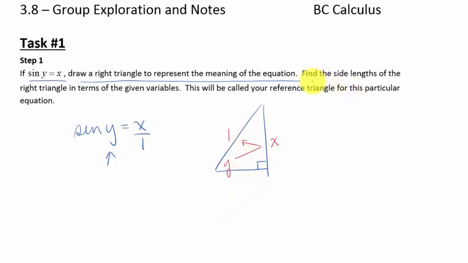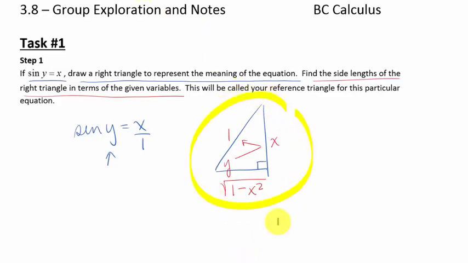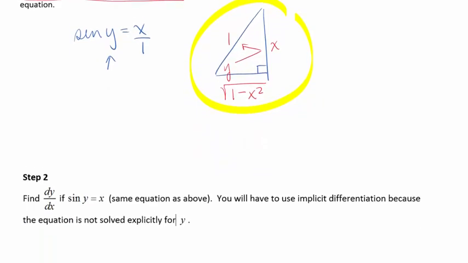If I find the side lengths of the right triangle in terms of the given variables, I have this leg, I have the hypotenuse, and this last leg would be the square root of 1 squared minus x squared if I use the Pythagorean theorem. We're going to use this reference triangle in the next few steps to continue figuring out where the derivatives of the inverse trig functions come from. So let's look down at step 2.